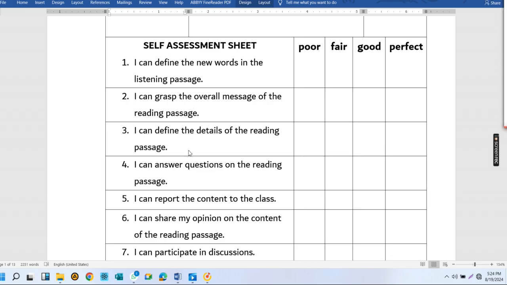Here I have written the criteria, and here I have written level descriptions: fair, good, poor, perfect, etc. And these are my criteria. For example, I can define the new words in the reading passage, I can grasp the overall message of the reading passage, etc. So here I gave the outline of my lesson plan for grade 10. My main purpose is presenting what I have written here and interpreting it in the target language, in the English language, and thank you for listening to me.